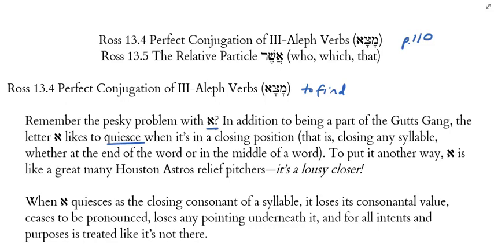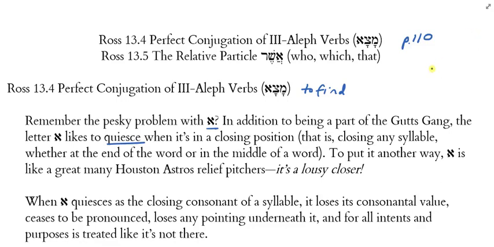Now, why do we have a little section in our chapter on third aleph verbs? The reason is that third aleph verbs have an aleph in them, and aleph is a pesky little guttural consonant that likes to create problems for us. What is the problem with aleph? Aleph is a lousy closer. When the aleph is trying to close a syllable, it gives up and stops functioning as a consonant altogether, and you do not pronounce it anymore. That was what we called quiescing. The aleph quiesces. When aleph quiesces, it loses its consonantal value, and it ceases to be pronounced.